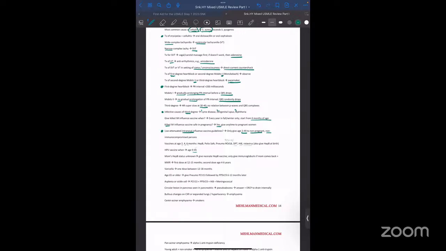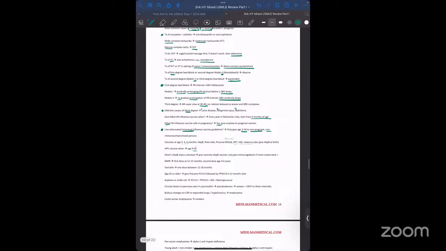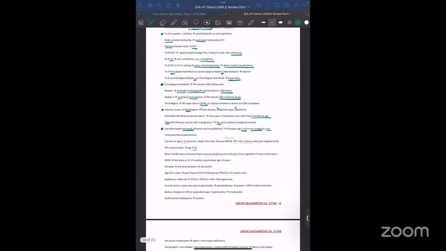Mom's Hep B status is unknown. If mom's Hep B status is unknown, give the neonatal Hep B vaccine. Only give immunoglobulin if mom comes back positive.